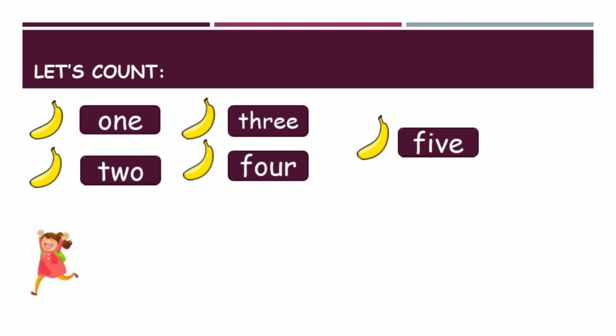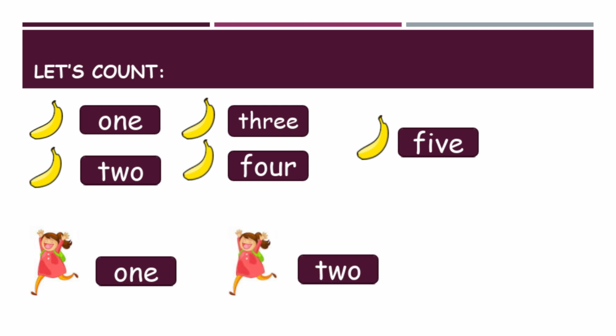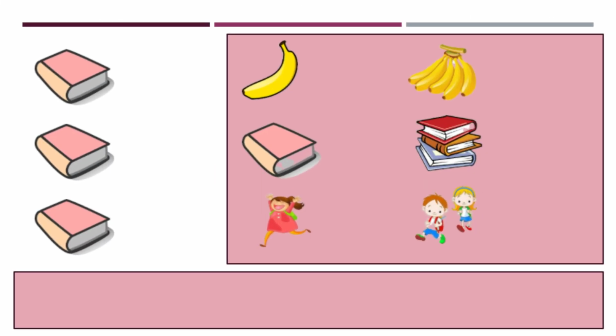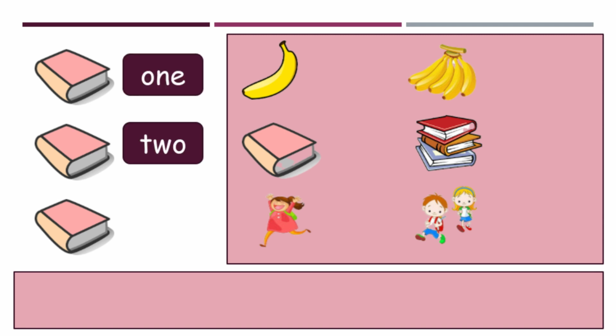Now here we have a child. So basically we say one child and then two children. There is no S because this noun is an irregular plural noun. Okay? Very good. Now let's move on and count some books. How many books do we have here? 1, 2, 3. Very good. So 3 books. Again, you can hear the S at the end, which means it's a regular plural noun.